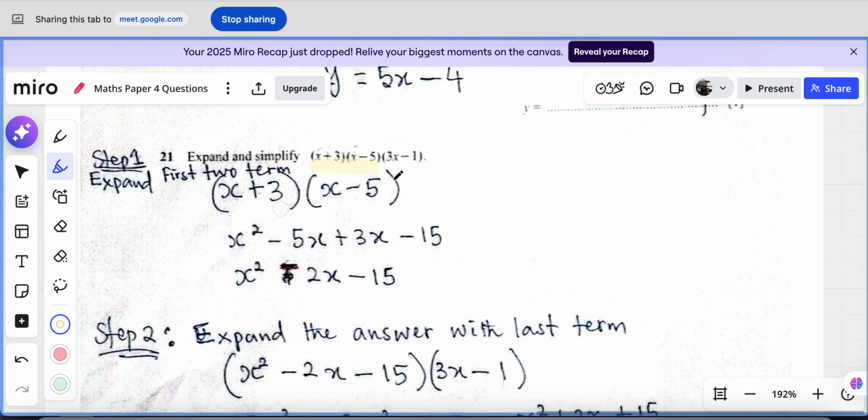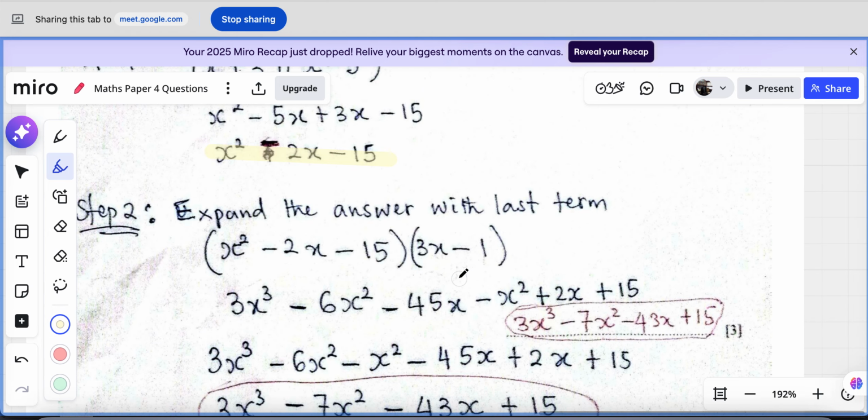The result I get, I will now expand with the third one. So x times x, I get x squared. x times minus 5, I get minus 5x. Then 3 times x, I get 3x. 3 times minus 5, I get minus 15. So this simplifies to x squared minus 5x plus 3x, it becomes minus 2x, minus 15. So this is the result I get. I'm going to take this result and expand it with the third one.